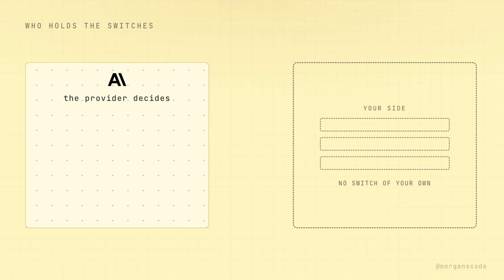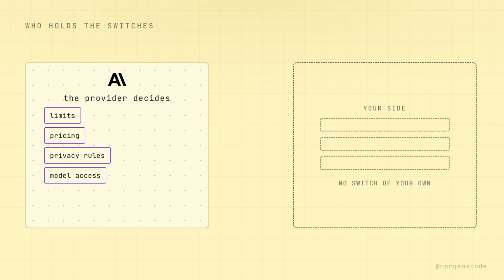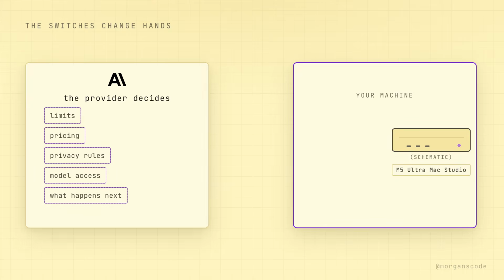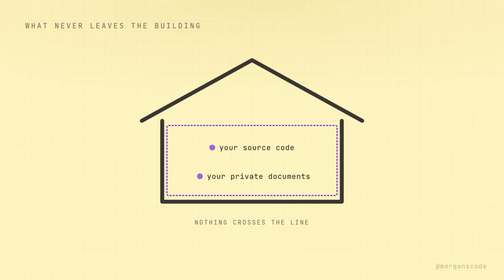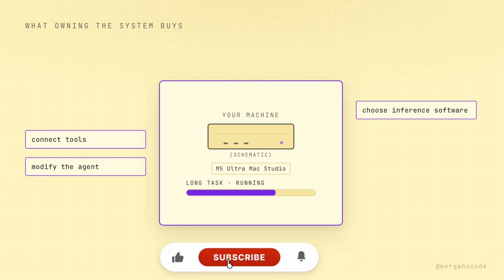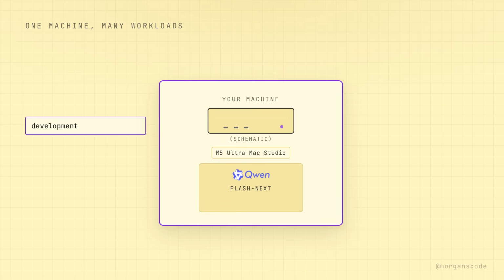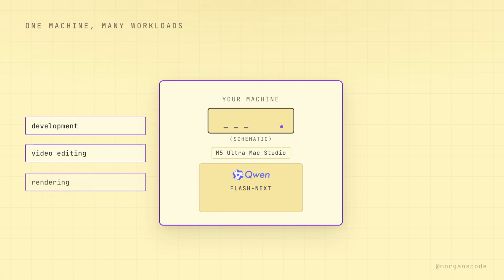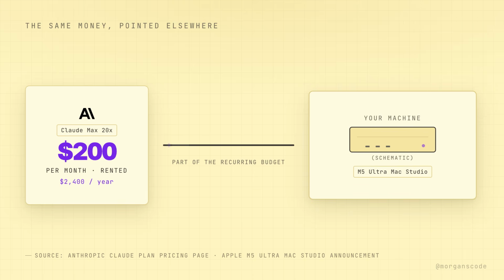When you subscribe to a cloud model, the provider controls the limits, pricing, privacy rules, model access, and what happens next. When you own the hardware, you control the system. Your source code stays local. Your private documents stay local. You can connect your own tools, modify the agent, choose your inference software, and run long tasks without watching a usage meter. The machine can also support development, video editing, rendering, image generation, and future open models, not only FlashNext. You could even put part of that recurring AI budget toward monthly payments on hardware you eventually own.